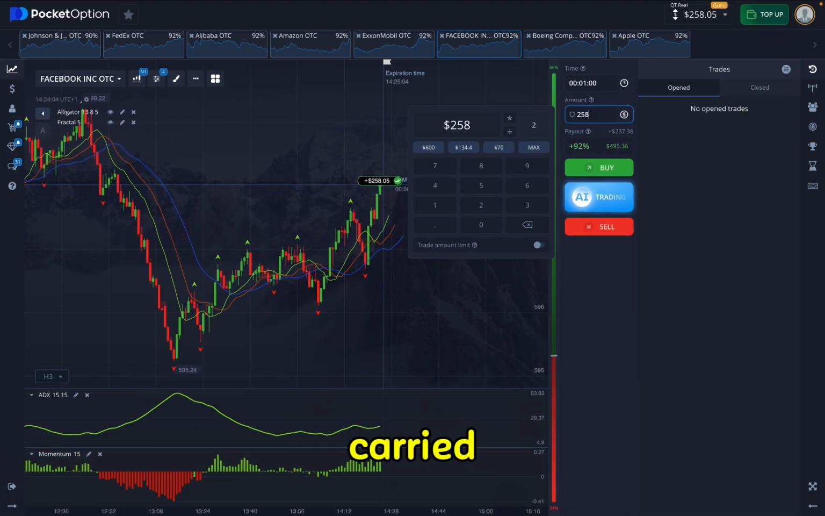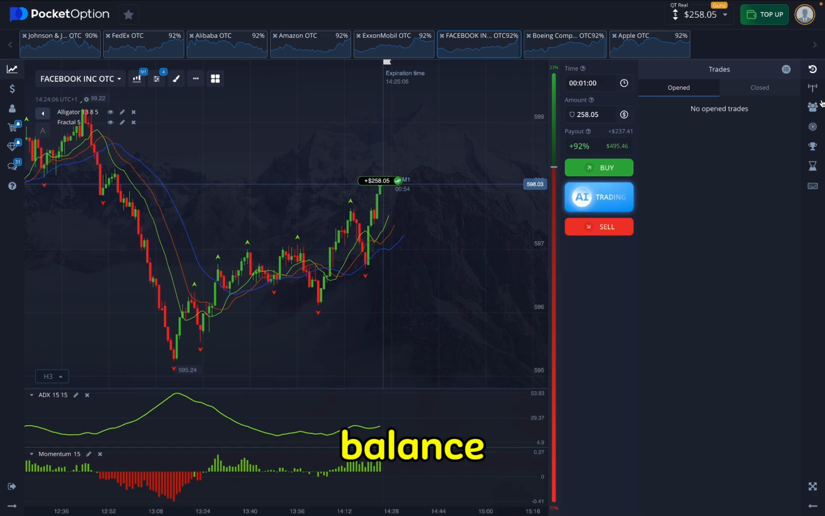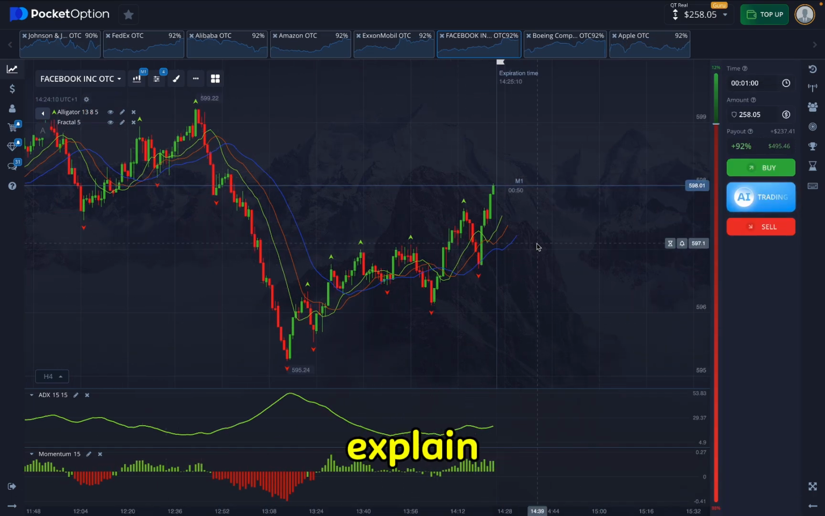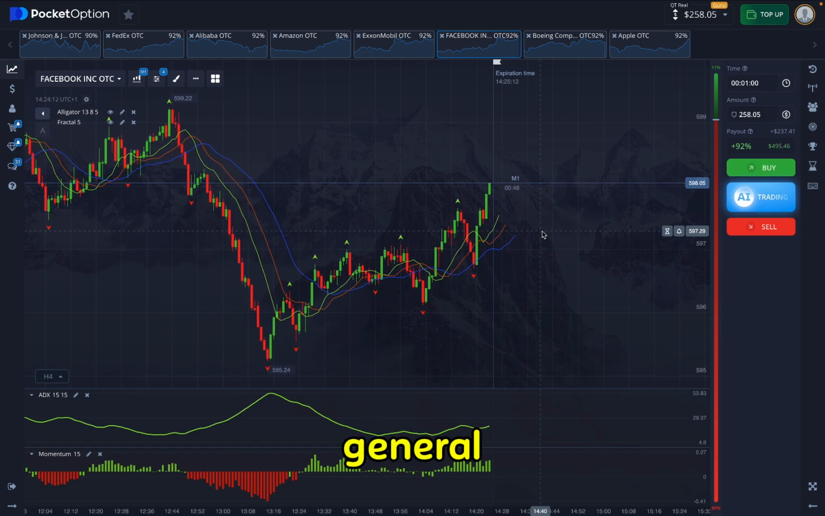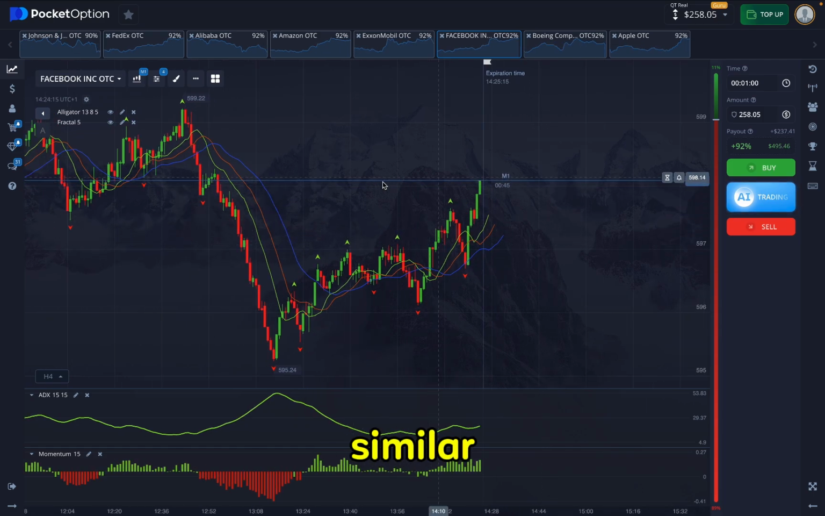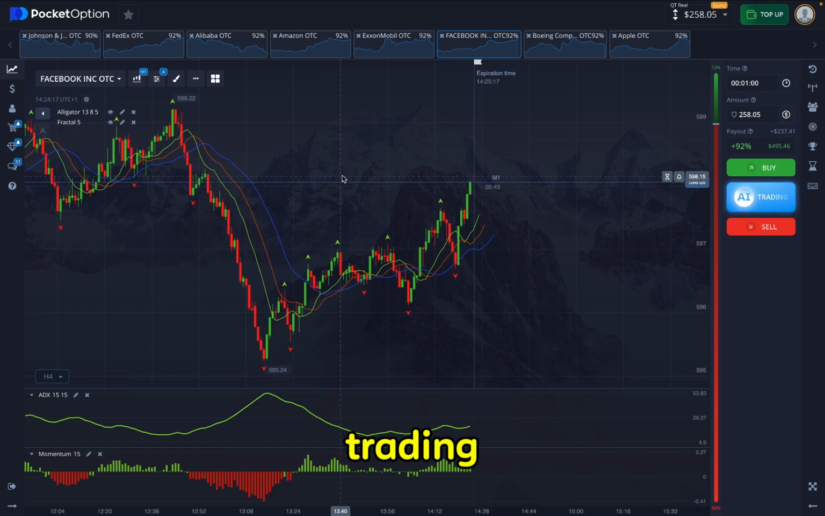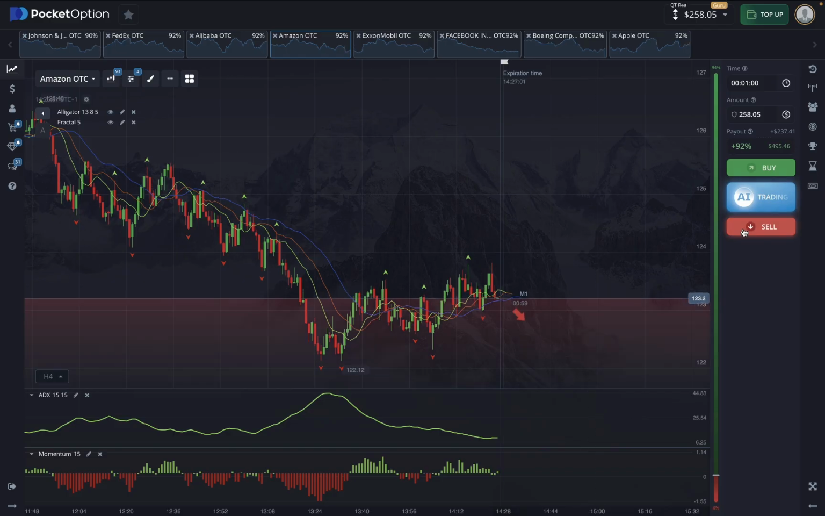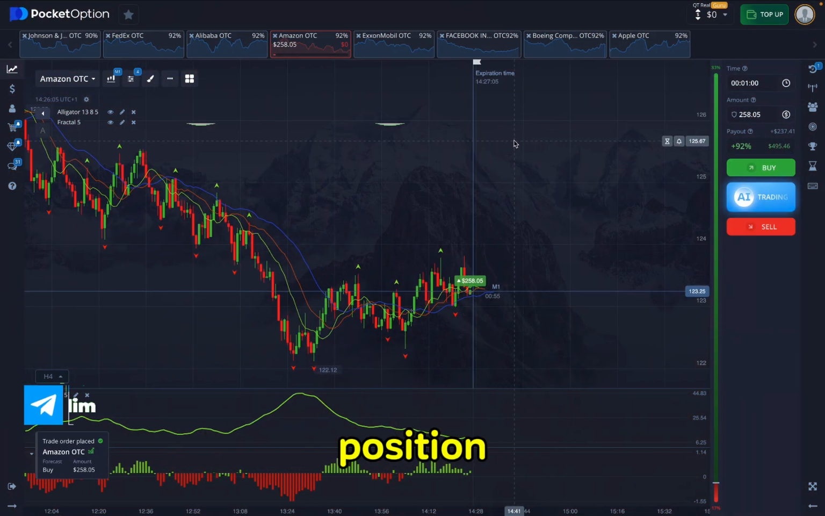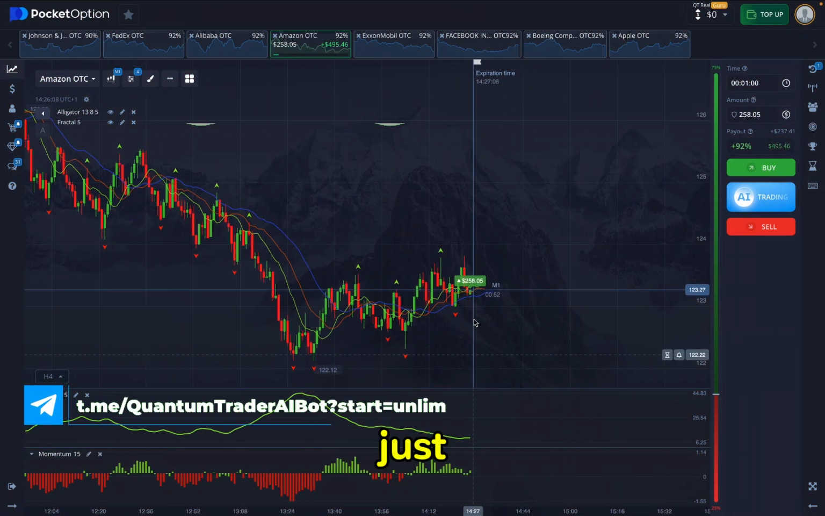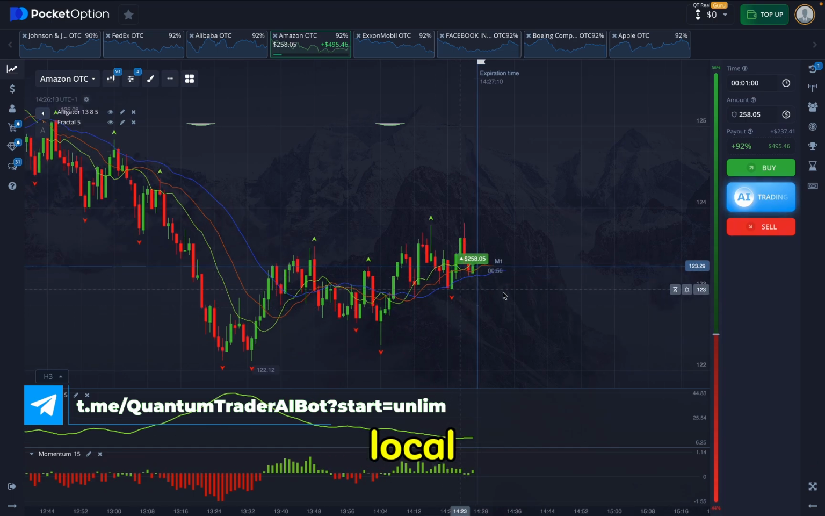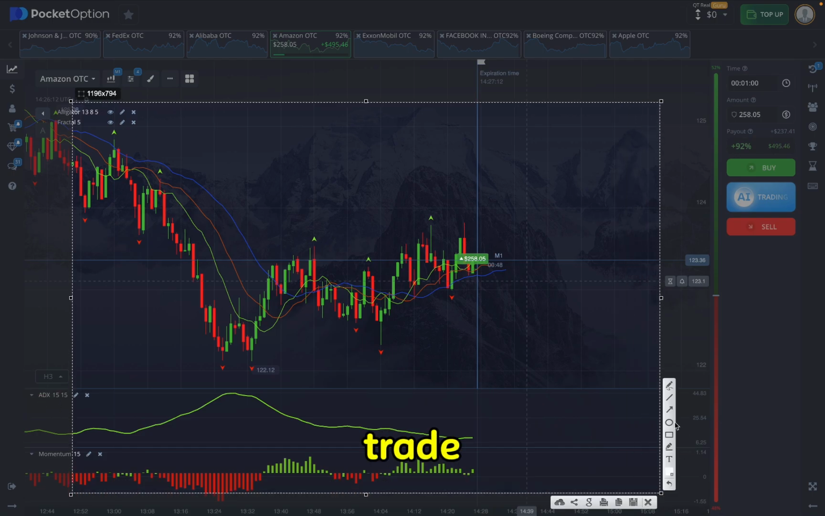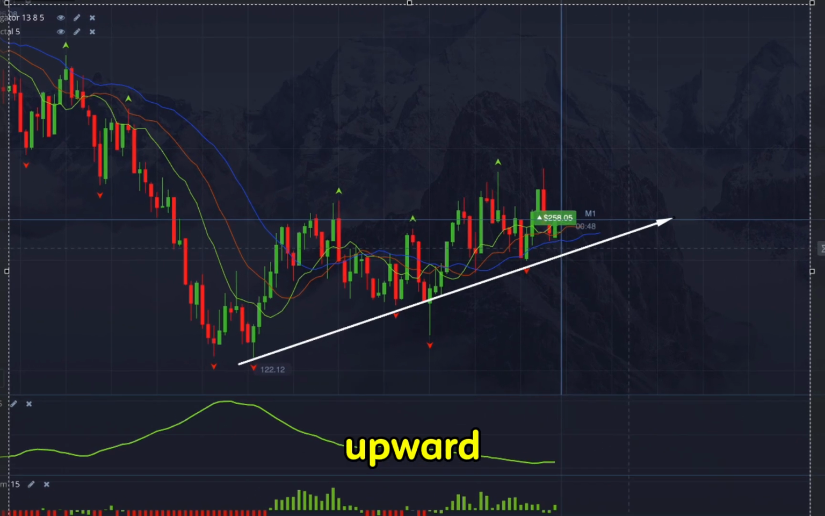Further opening is also carried out on the full amount of the balance without the right to make a mistake. I think everything was very clear, I tried to explain in detail. In such situations, you can open similar trades, continue trading, and pick up the following asset. Let's try to open a position on the upside here. We have just updated the structural local minimum, and after this update, it becomes clear that we can open a trade in the upward direction.